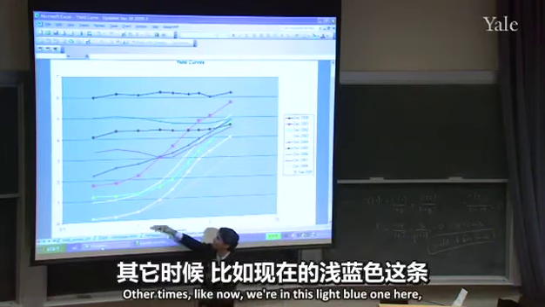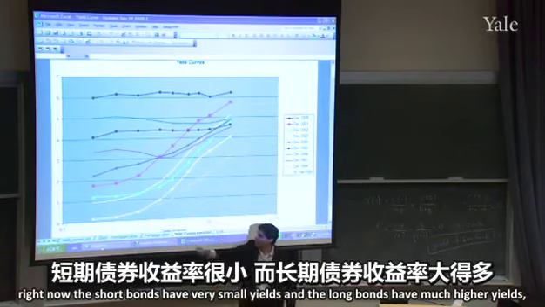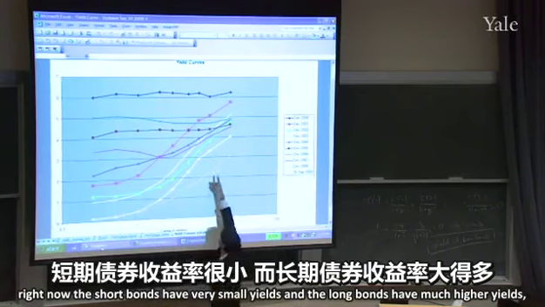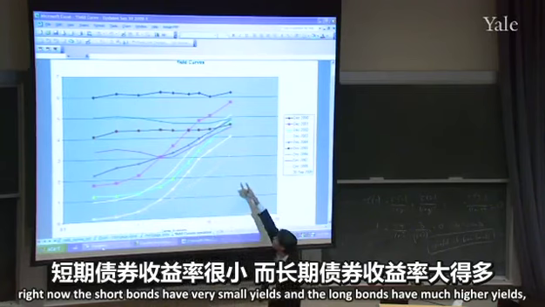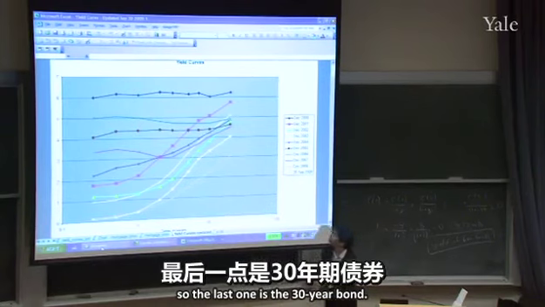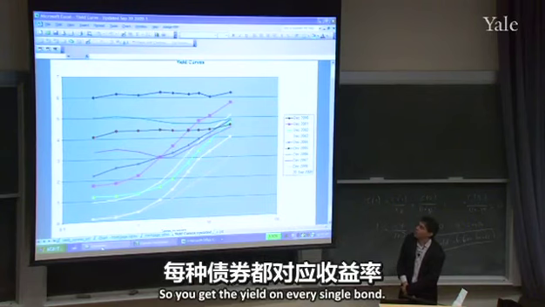Other times, like now, we're in this light blue one here, the short bonds have very small yields, and the long bonds have much higher yields. The last one is the 30-year bond. So you get the yield on every single bond.